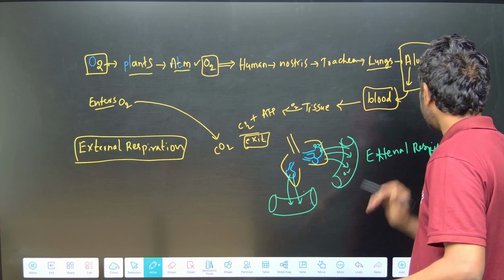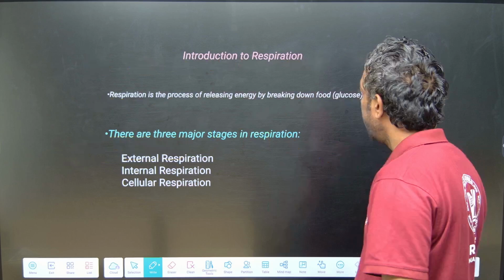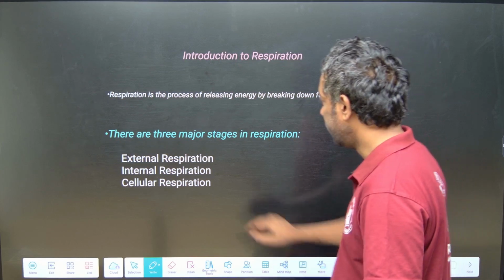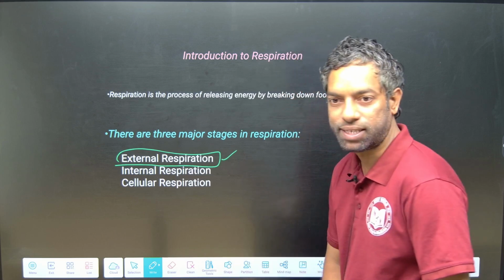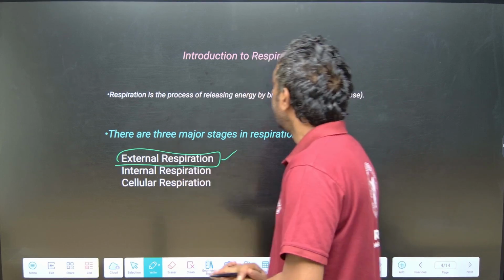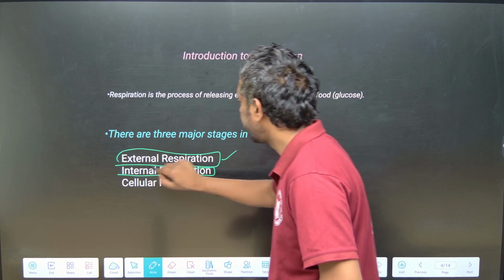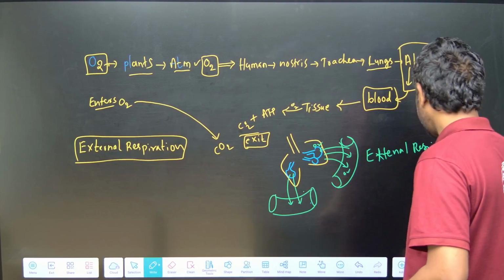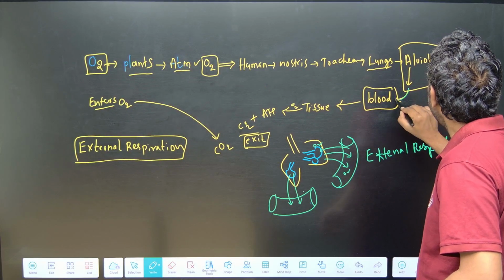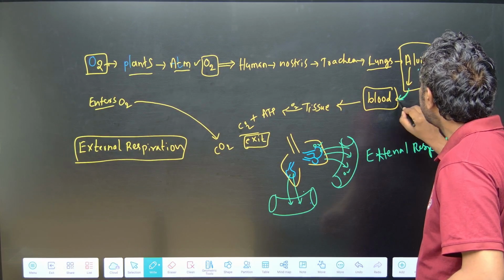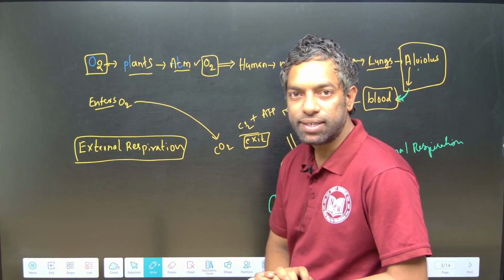External respiration. If we come to the external respiration here, the first step is external respiration. Next, internal respiration. Just look here. When the oxygen reaches the blood, it can enter into the tissue, right?